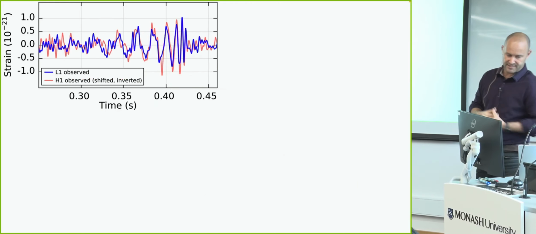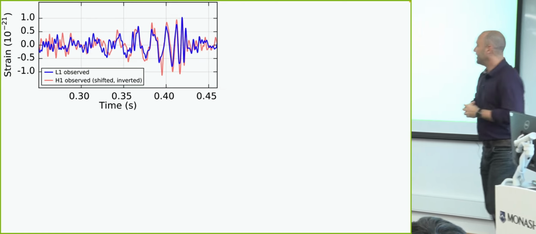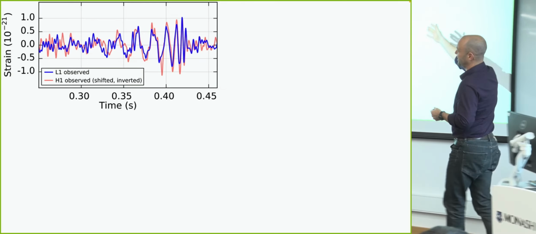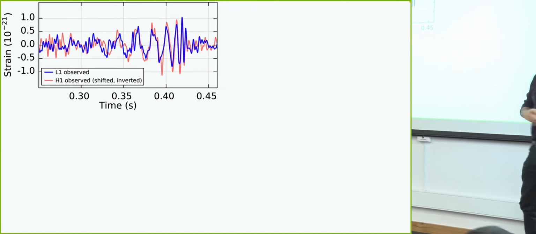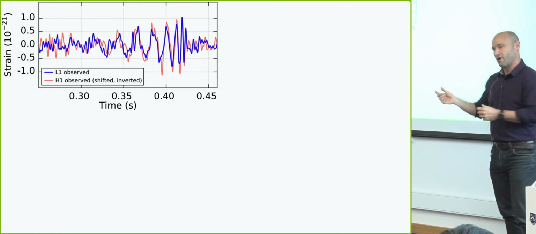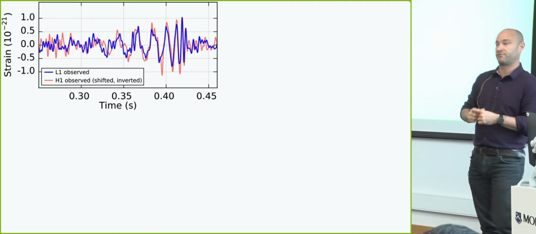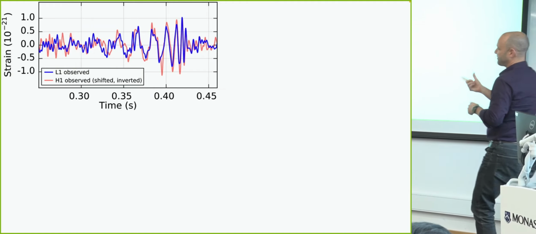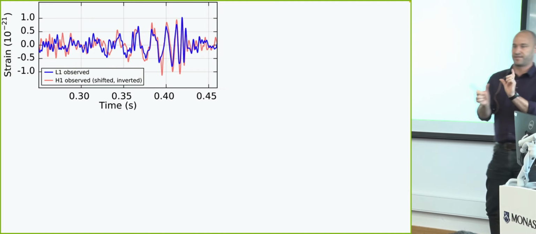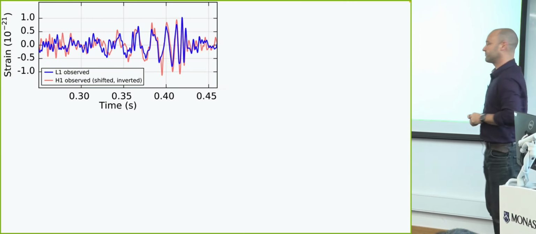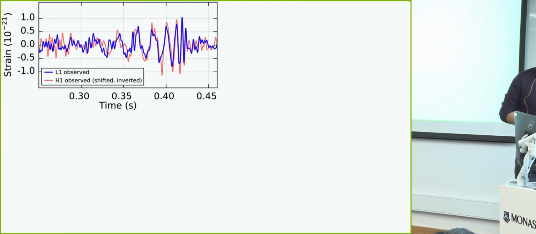So let's look into this data in a little bit more detail. This is it here. So this is again the Livingston data in blue, the Hanford data in red. The Hanford data has been shifted by of order 10 milliseconds, which is the light travel time between the 2 observatories. It's been rotated a little bit as well because the 2 detectors aren't quite lined up, so you get a slightly different signal in both of them, but that's all fully understood.